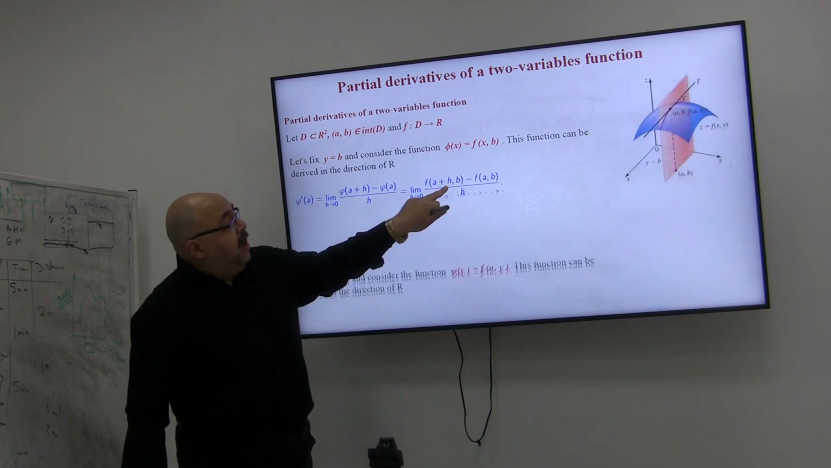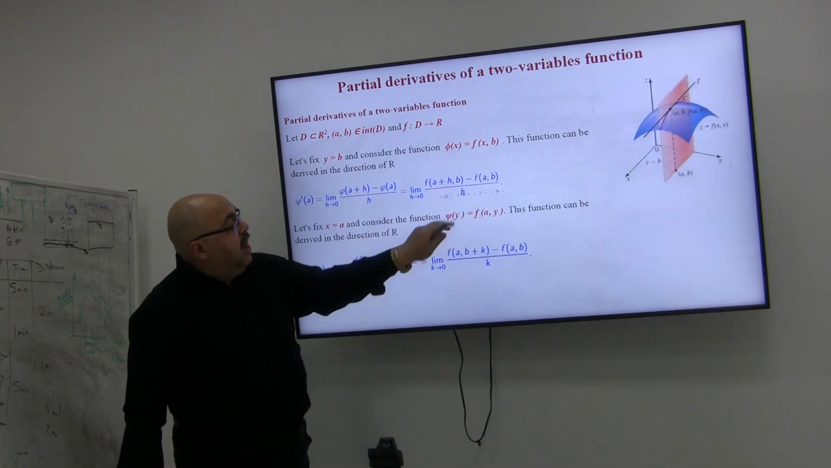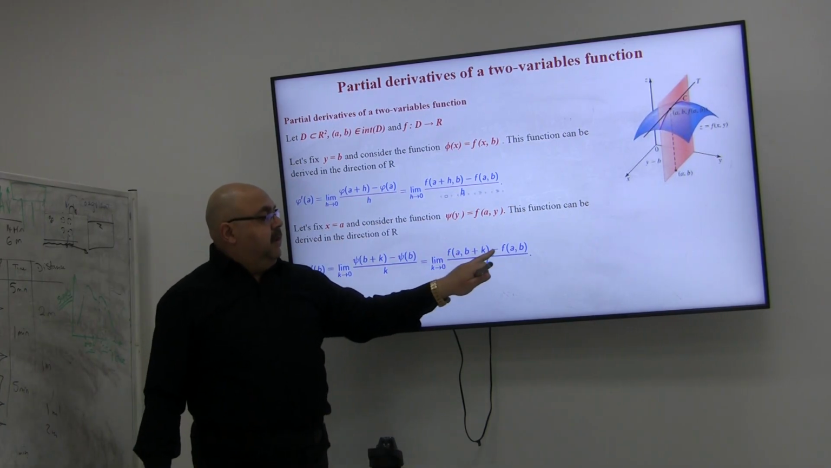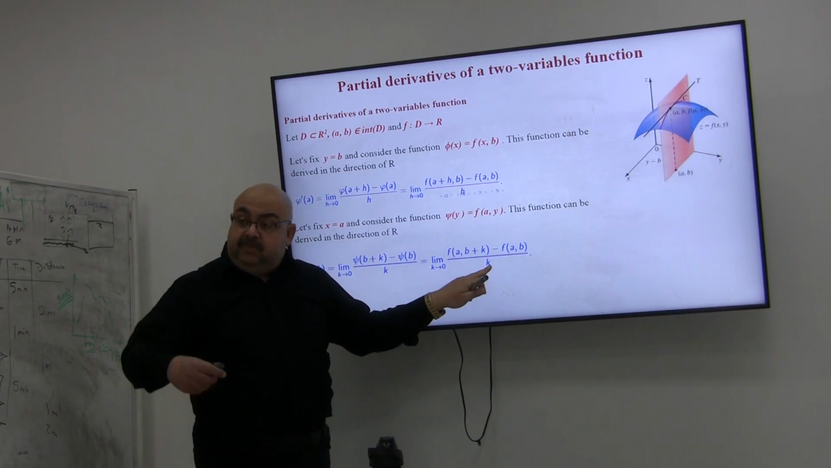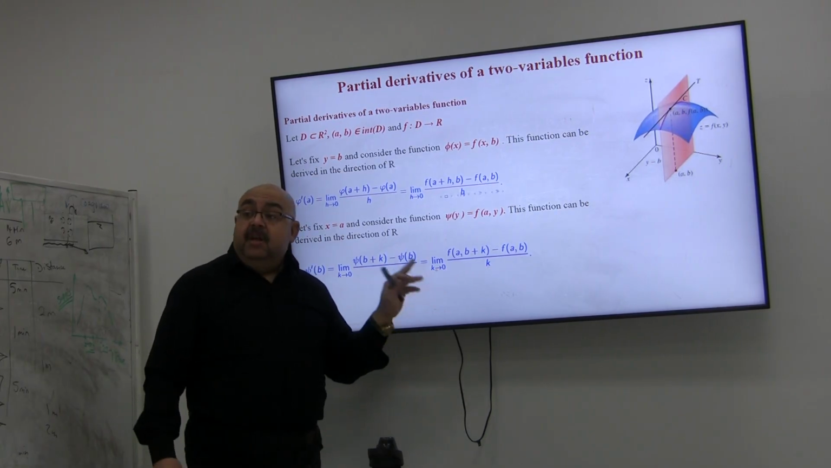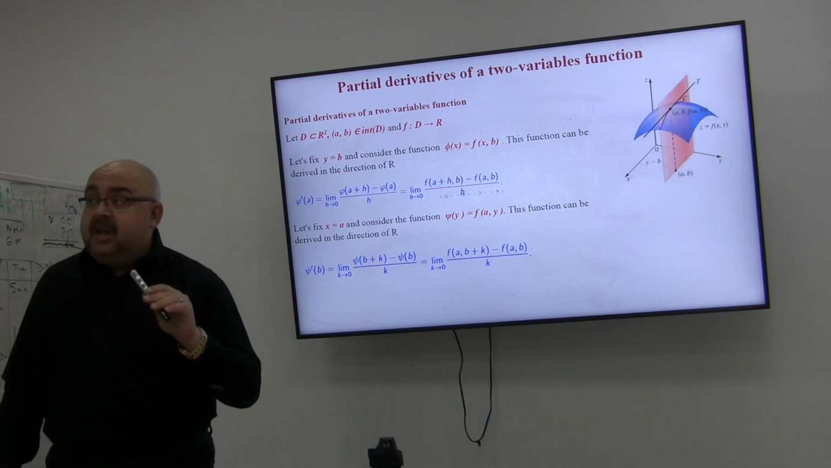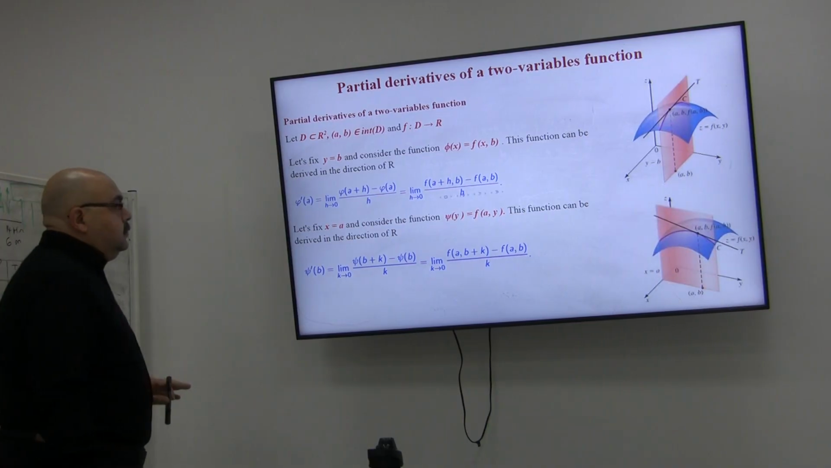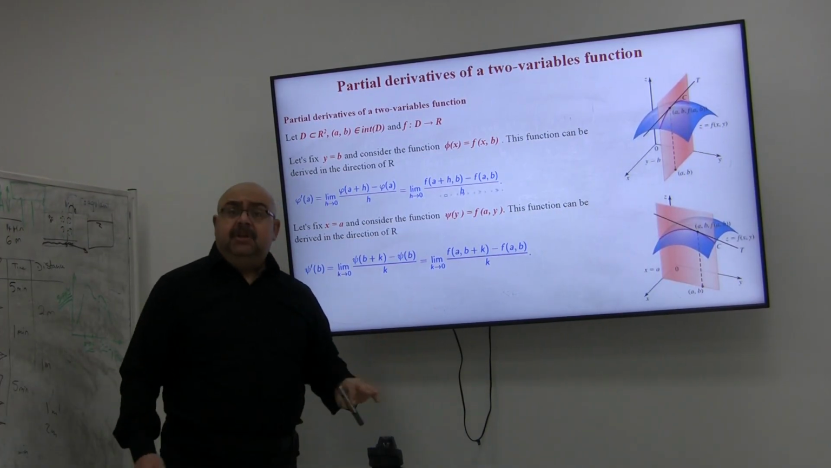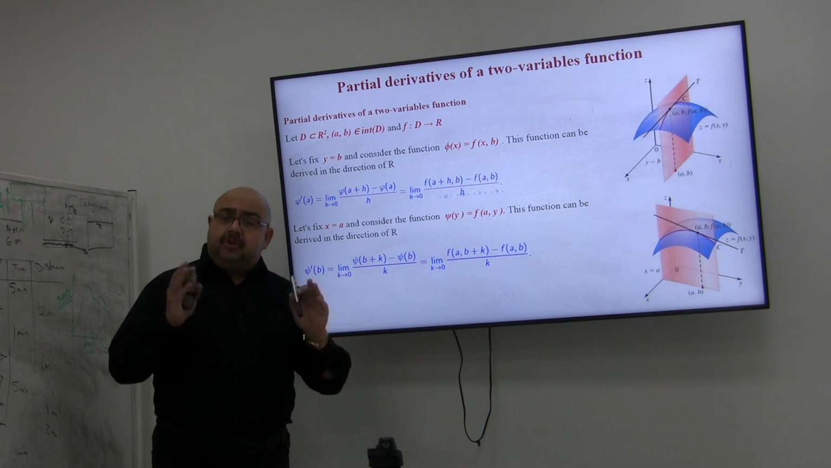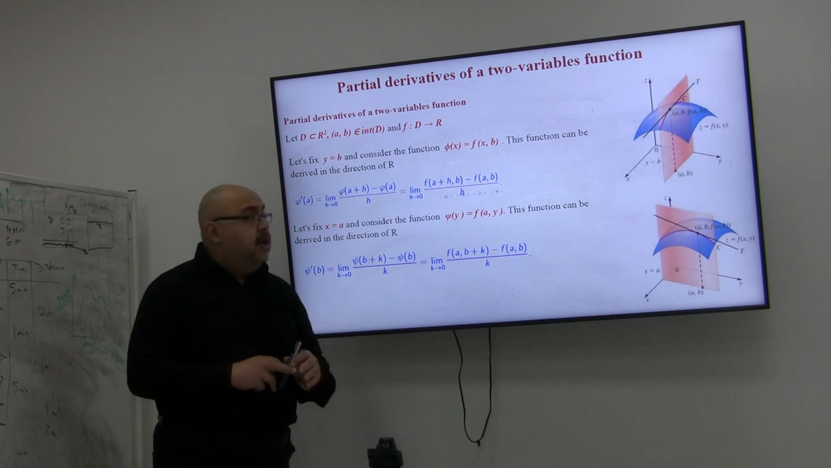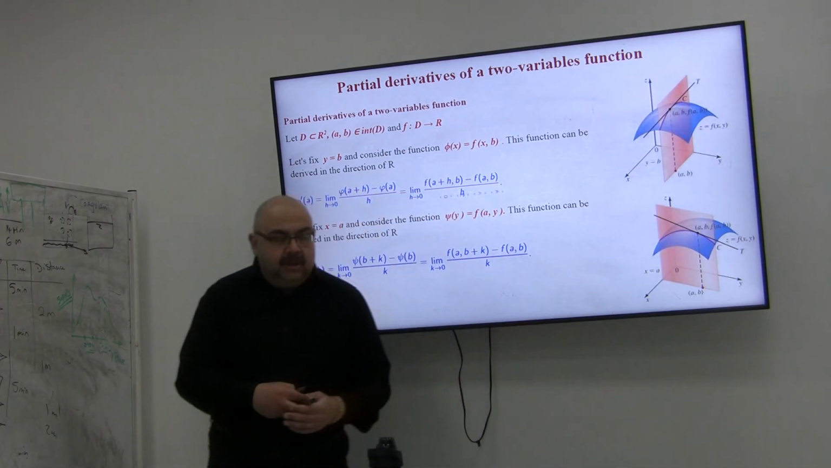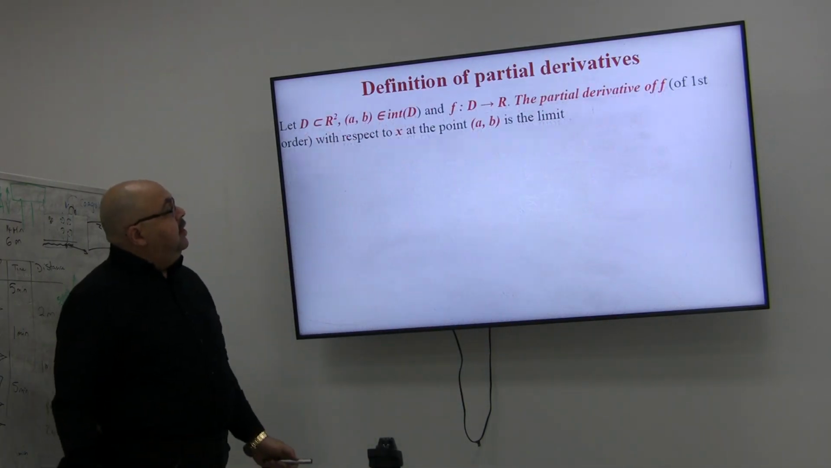If I want to get y, which is in the other direction, I will put k in the y direction, and it will be f of a and b plus k, minus f of a and b, over k, and I'm taking the limit as k tends to 0. That's the derivative, or that's how to use the limit in the x direction or in the y direction. It's exactly like finding the slope of the tangent to the function in the x direction, and likewise in the y direction. That's the geometric interpretation of both of them.